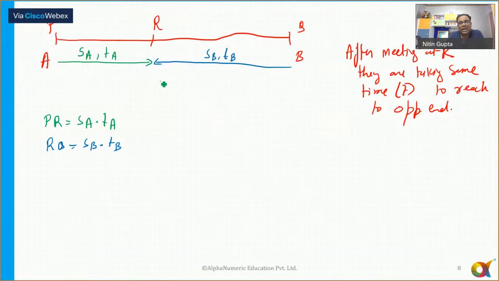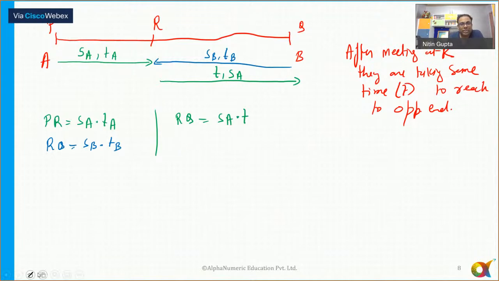So A travels the distance RQ in time T with what speed? That is SA. So I'll say the distance RQ is equal to SA into time T. After meeting, they are taking time T. And what is the distance here? It comes out to be from P to R.